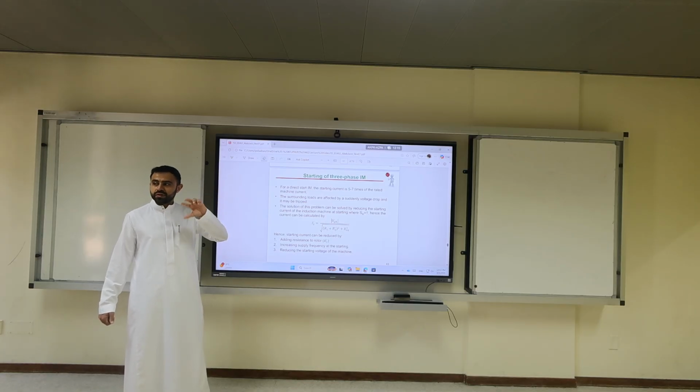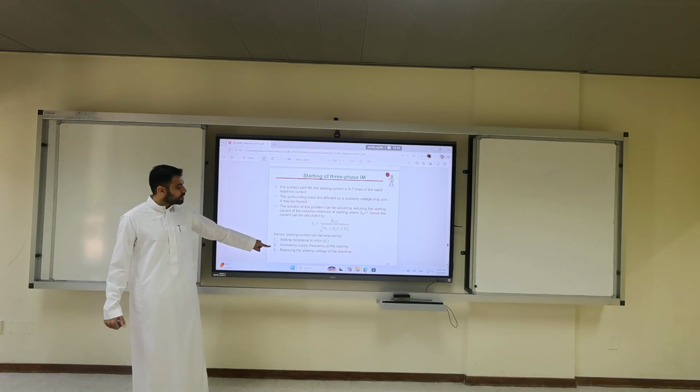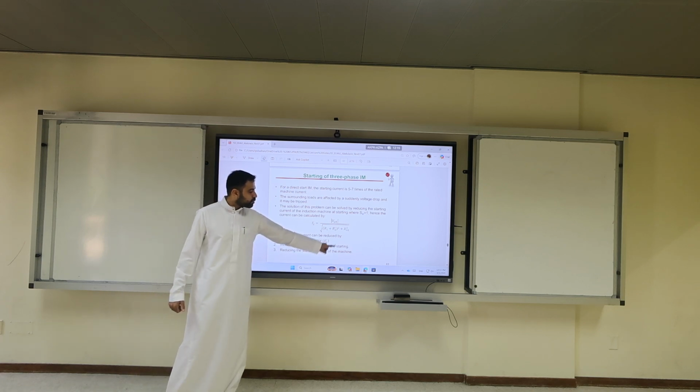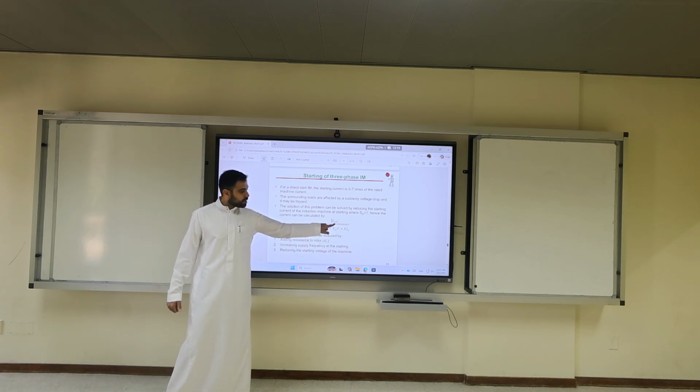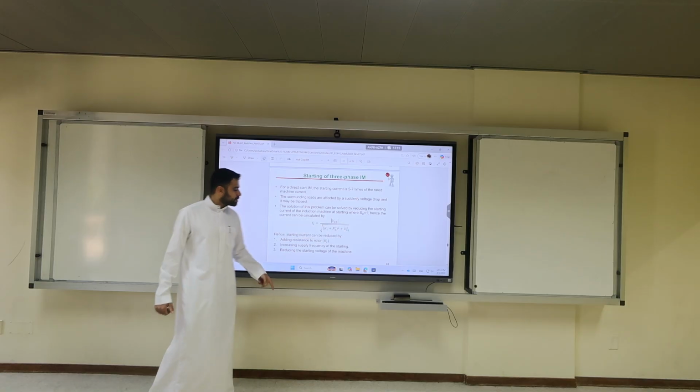So that's why you have to do V over F, limited by V rated. Okay, V over F is limited by V rated. And you may also reduce the starting voltage of the machine. So you can control the R2 prime, which can be added. This is only for wound rotor, and its equivalent.